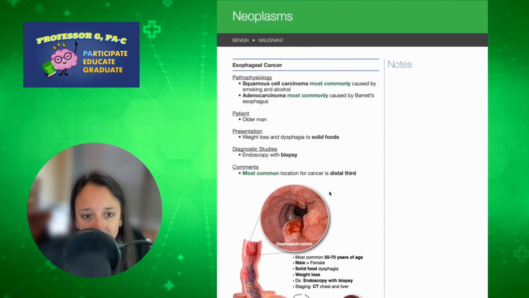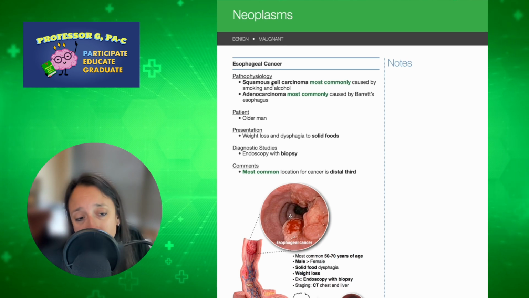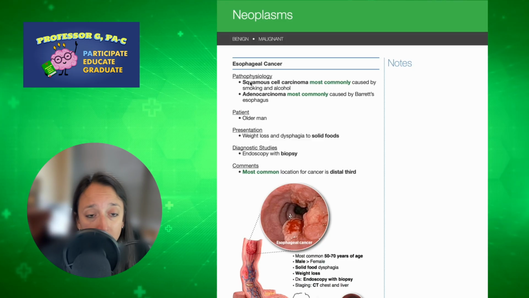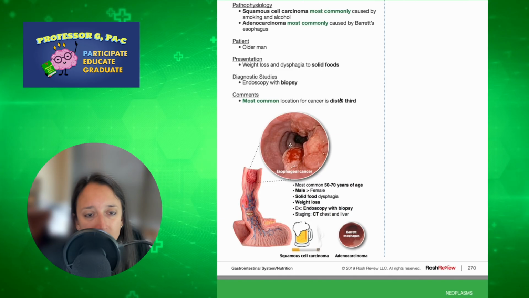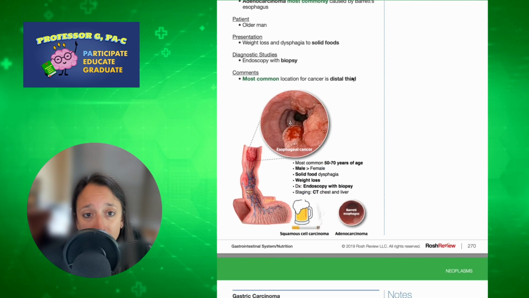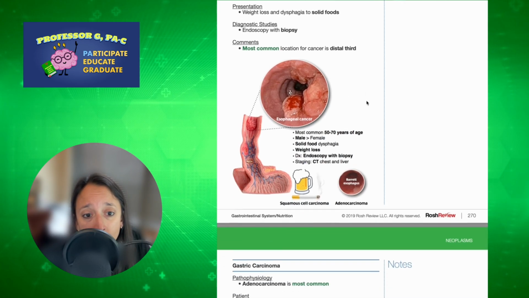All right, neoplasms. We're going to start with esophageal cancer. We've kind of mentioned it a little bit already, but let's go through it quickly. Squamous cell carcinoma is most commonly caused by smoking and alcohol, more often in African American individuals. Adenocarcinoma is most often caused by Barrett's esophagus, caused by GERD. We're going to look for an older man with weight loss and dysphagia, mostly solid food dysphagia that can progress to both solids and liquids, like an obstructive process. We're going to do an endoscopy with biopsy if we have a suspicion for cancer.